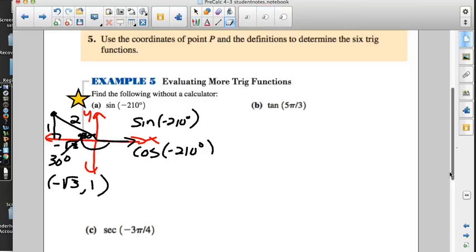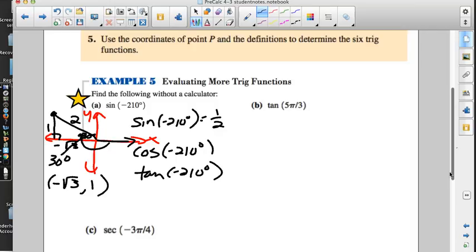They didn't ask us for our reference. They asked us for negative 210 degrees. So sine of negative 210. How do you find sine? Opposite over hypotenuse. Hey, that's one hand. Love that. How do you find cosine? Adjacent over hypotenuse, so negative square root of 3 over 2. Ooh, that one was quick as well.